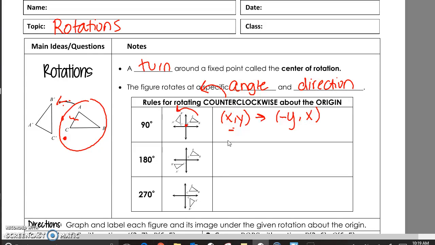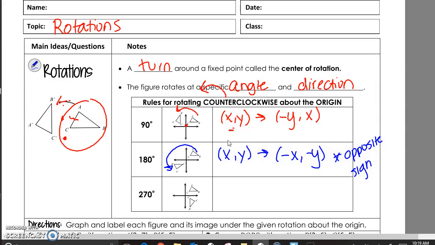Okay, and then the rules for rotating 180 degrees. So it starts here and it rotates about the origin, going 180 degrees. If the original point is x, y, the new point is going to be negative x, negative y. So all you'll do is switch the sign on both of those, the opposite sign.